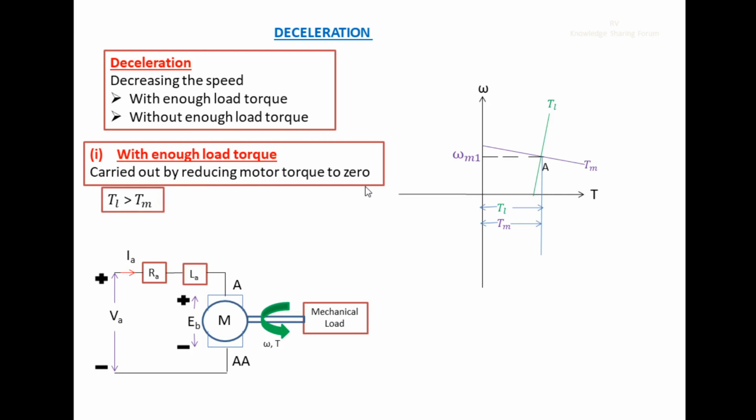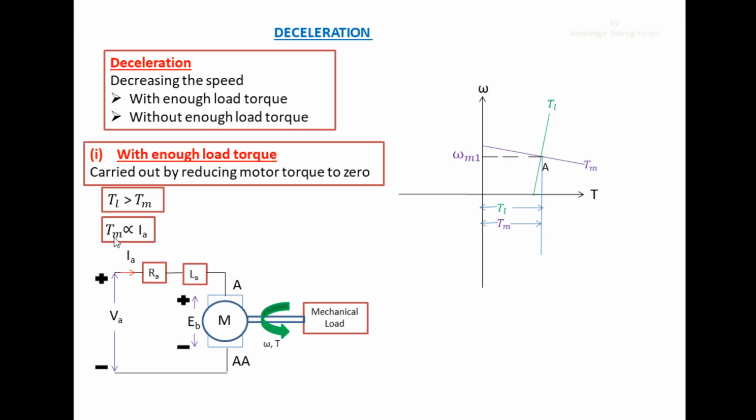We have to know one thing, as we discussed earlier: the motor torque always increases the speed of an electric drive. If we reduce the motor torque, then what happens? The speed also reduces. If you increase the motor torque, the speed increases; if we decrease the motor torque, the speed also reduces. So, here this speed omega m1 is reduced to somewhere here by reducing this torque to zero. So, how can we reduce this torque?